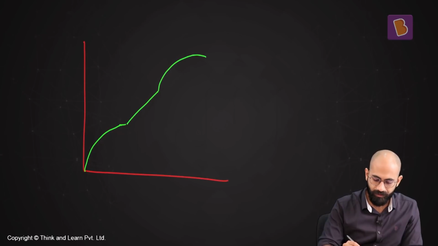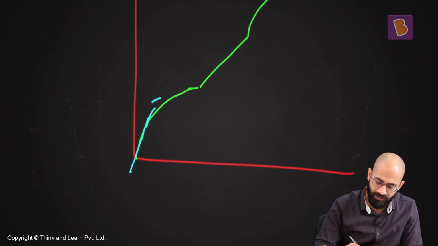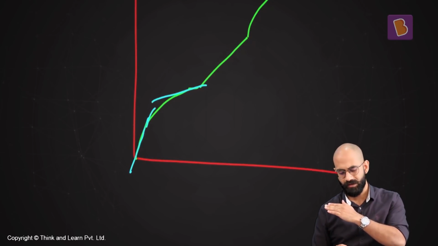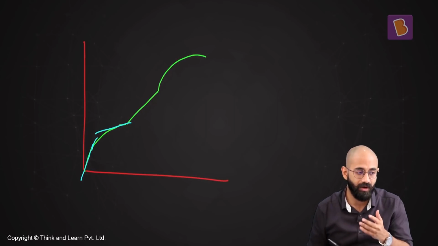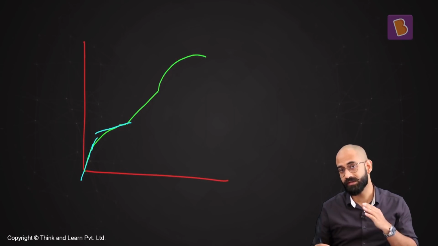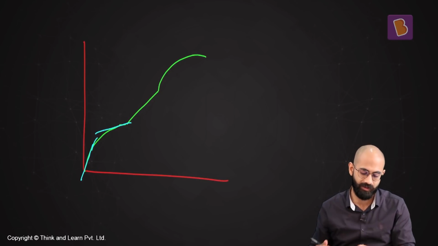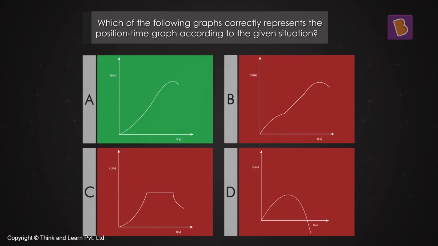You see that? So in the initial segment, the slope is starting with a high value and then it's reducing, right? Which means that this graph suggests that the velocity should start with a high value and reduce. But that's not the case. We know that it's starting from a low value and then increasing, which means that B is also not the right answer. So the right answer obviously has to be A, which is closest to our prediction.